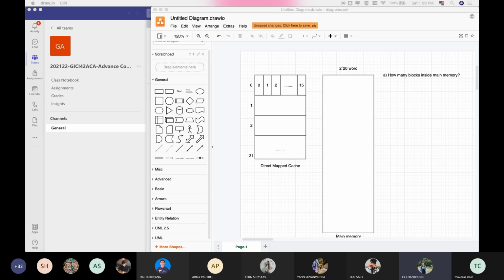So yes, the question here: how many blocks inside the main memory? Okay, I will ask someone else then. Any volunteer then?